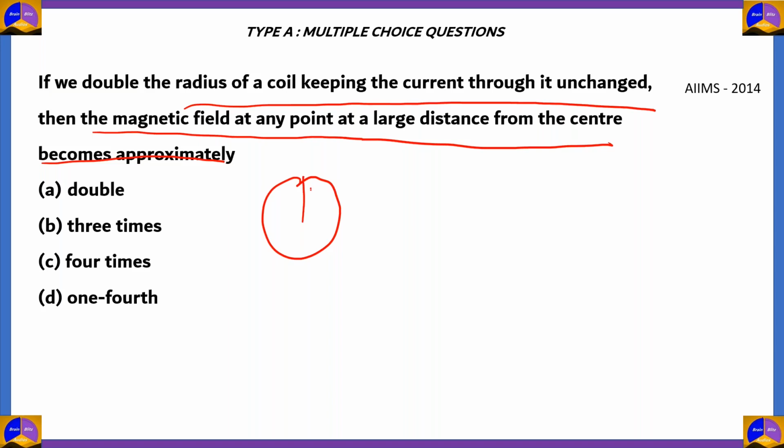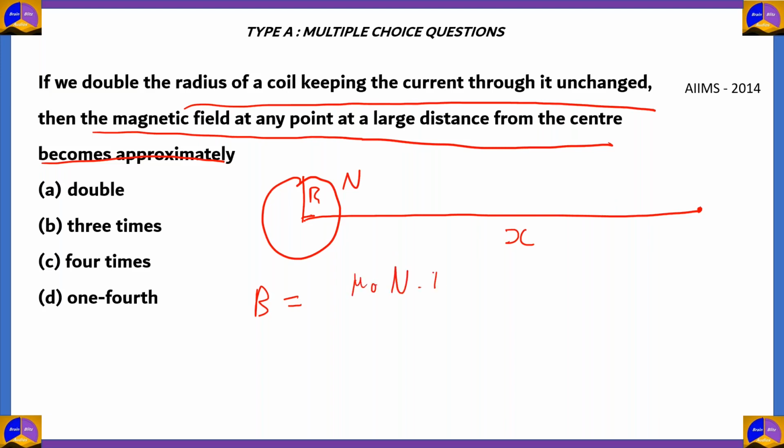So we have a circular coil with radius R. We don't know the number of turns. It may be 1, it may be many. So let's say the number of turns is N. And then we need to find the magnetic field at a distance x away from it. The magnetic field on the axial line of a uniform circular current carrying coil is equal to mu naught N I R squared divided by 2 into (R squared plus x squared) the whole raised to 3 by 2. This is a derived formula.